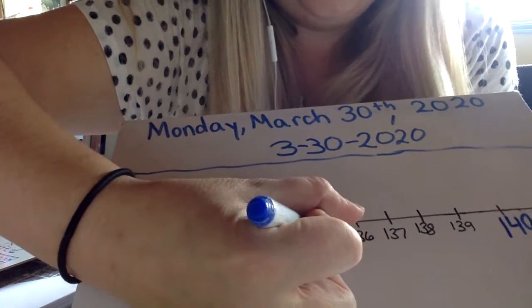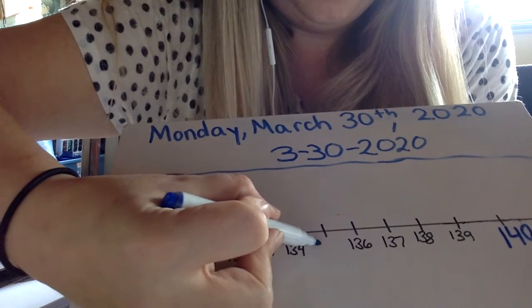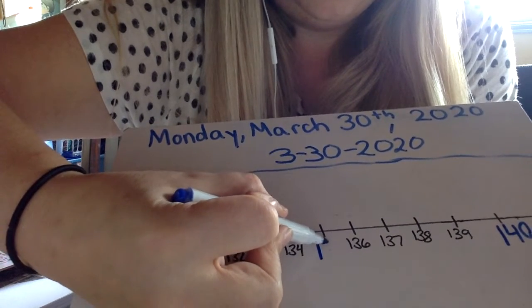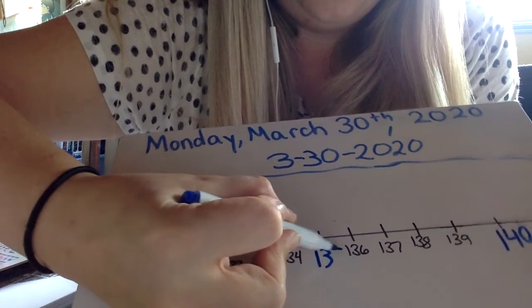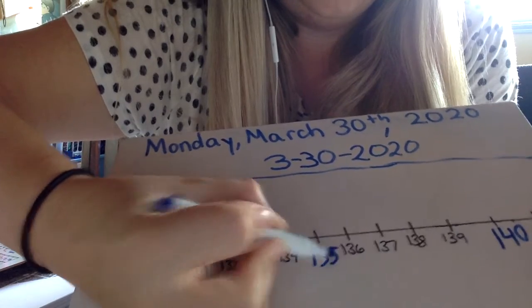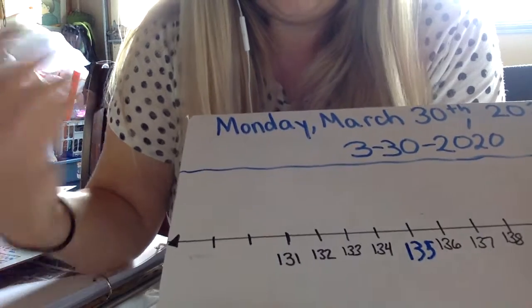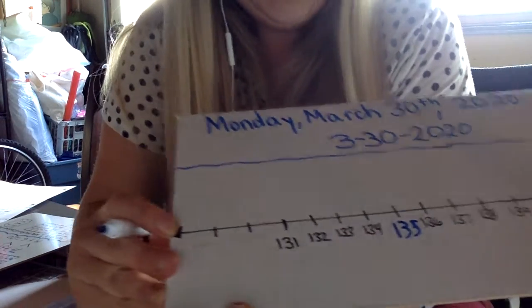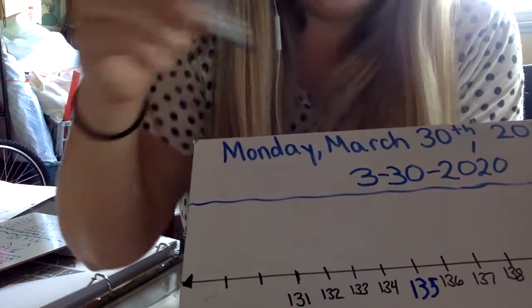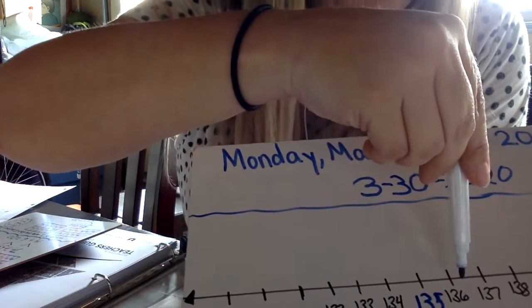How do I write 135? It's a 1 in the hundreds place, a 3 in the tens place, 5 in the ones place. There we go. Okay, sorry, it's hard to write upside down, and I am looking at this backwards as well. All right, let's keep going backwards since we're on the topic of backwards.